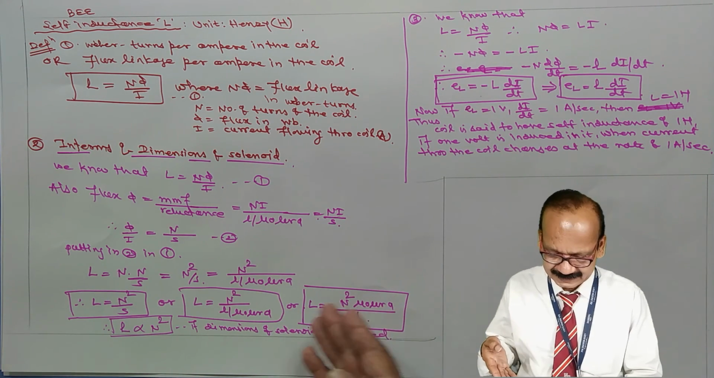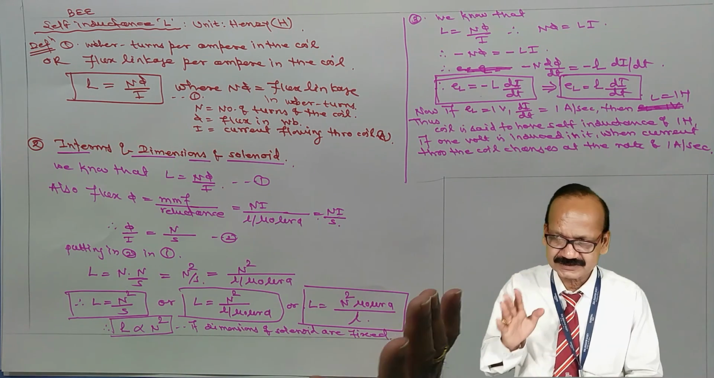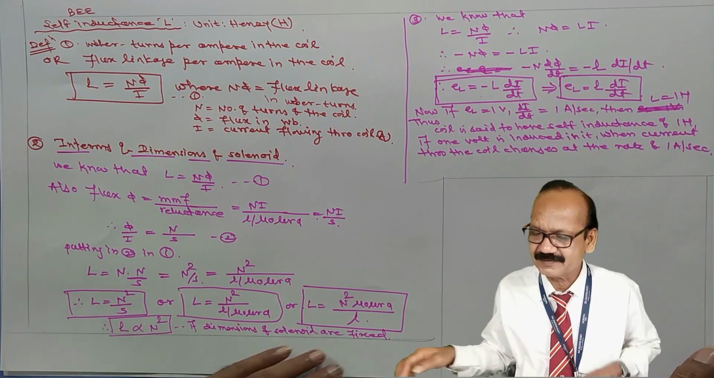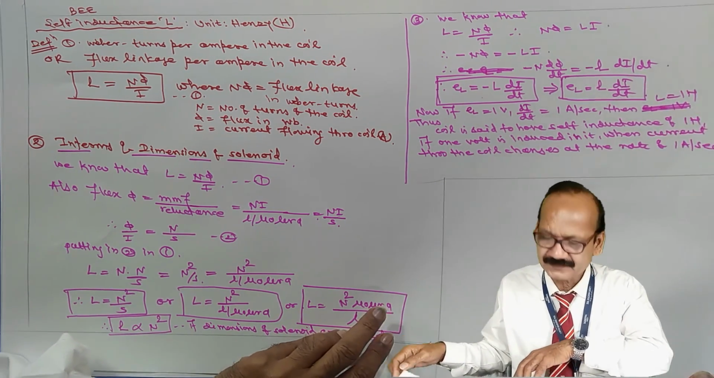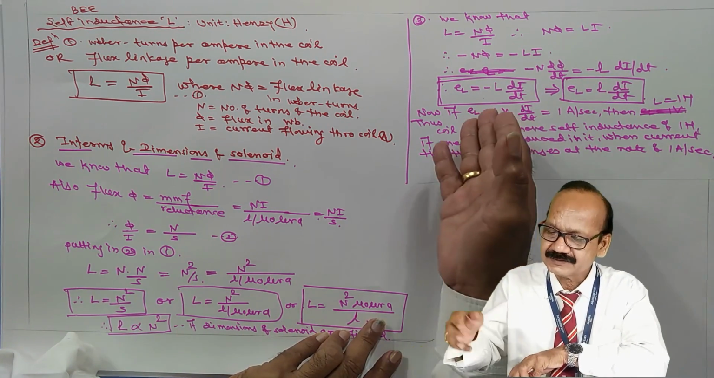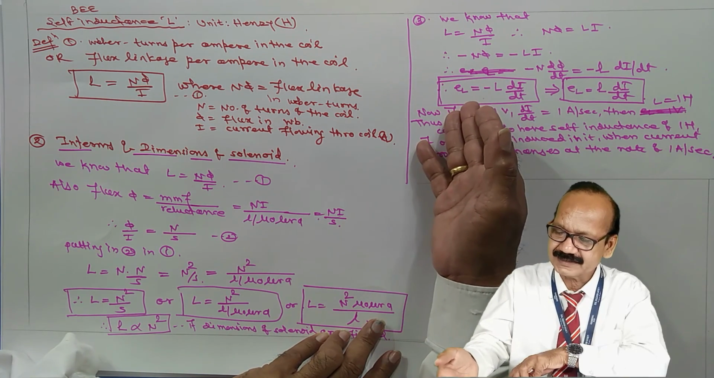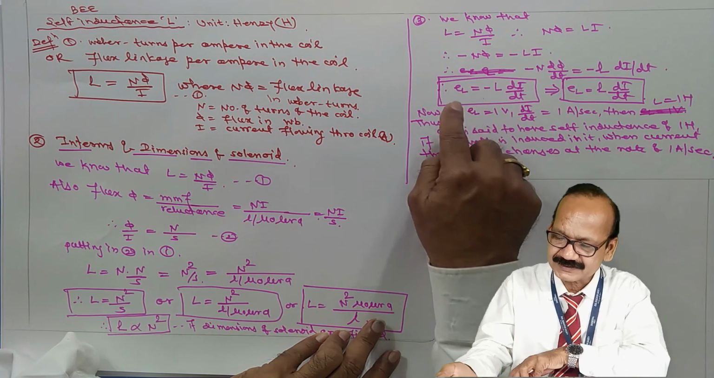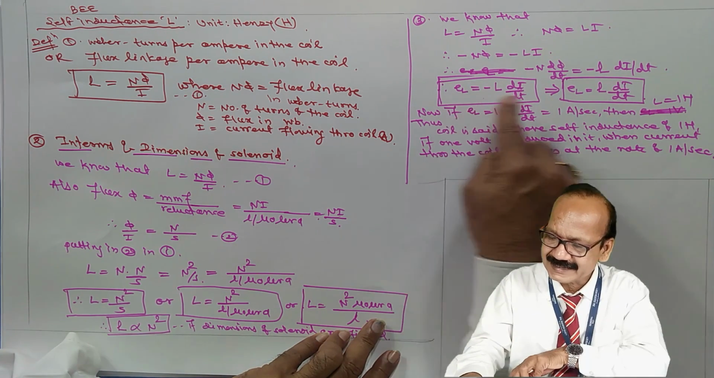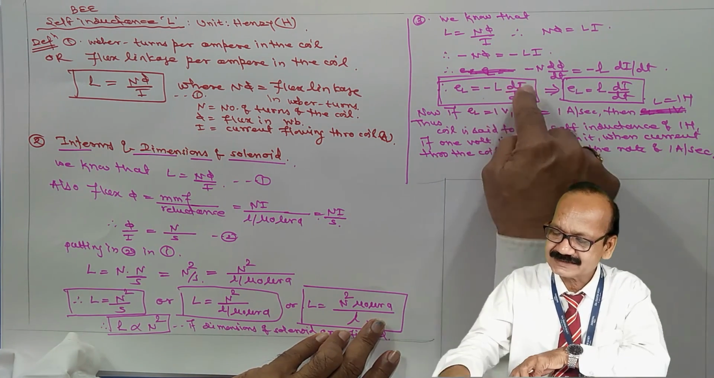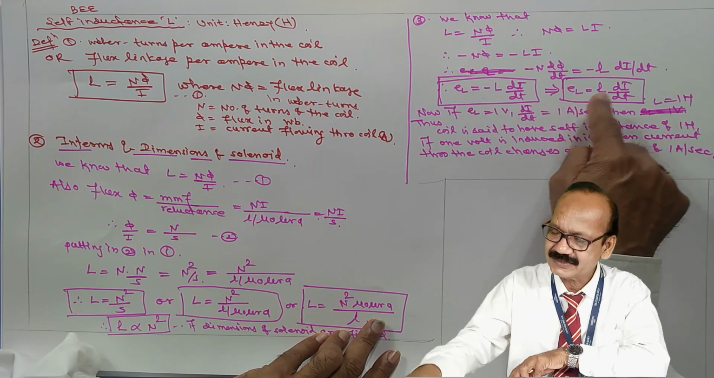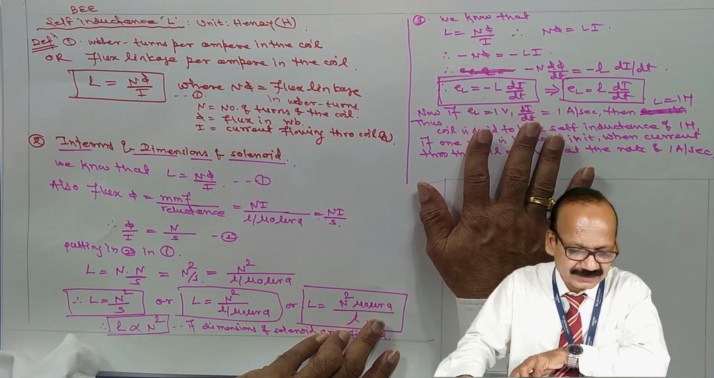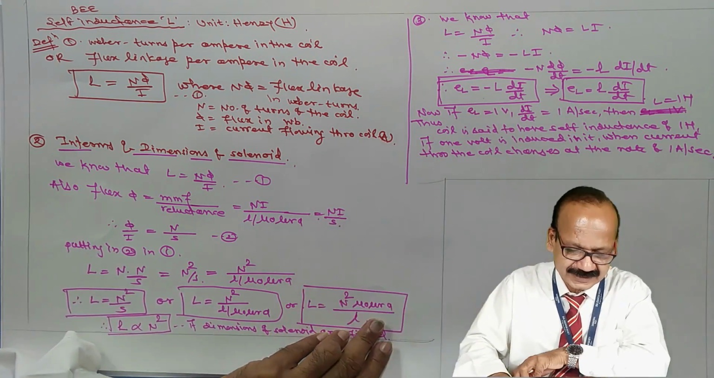Now if the dimensions of the solenoid are fixed, then we can say the self-inductance is directly proportional to square of number of turns. According to the third definition, the EMF generated in a coil due to self-induction is denoted by E L, and E L equal to minus L di by dt, or by magnitude L di by dt. So we will solve three numericals based on three equations.